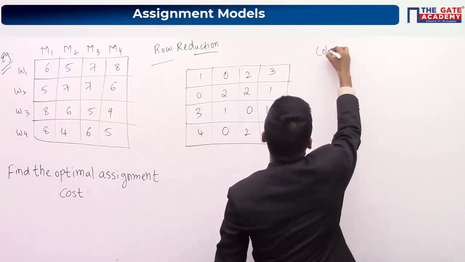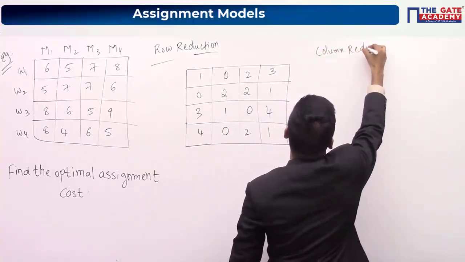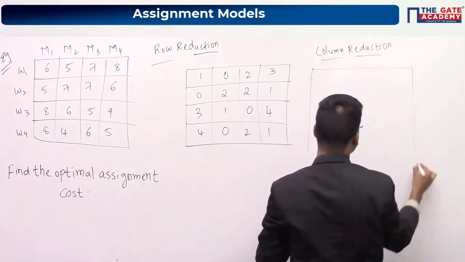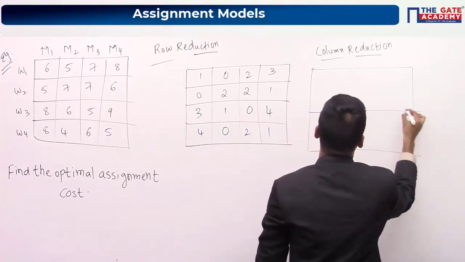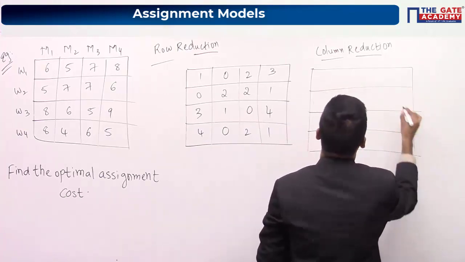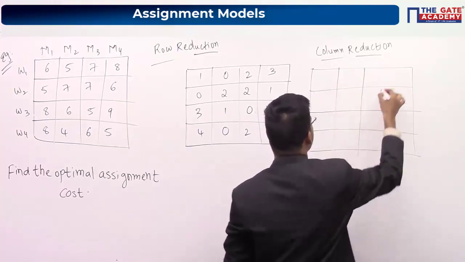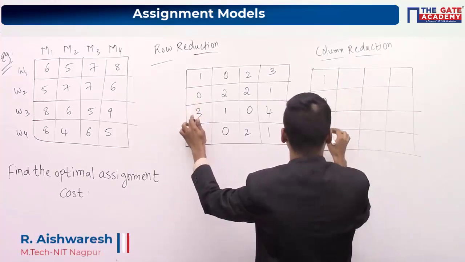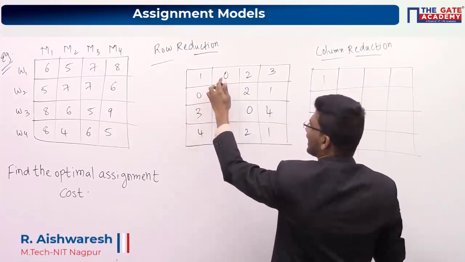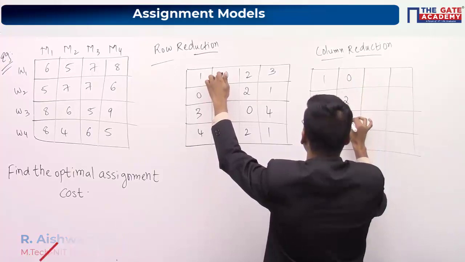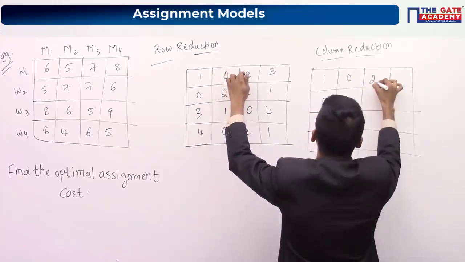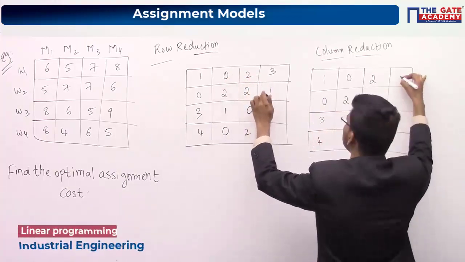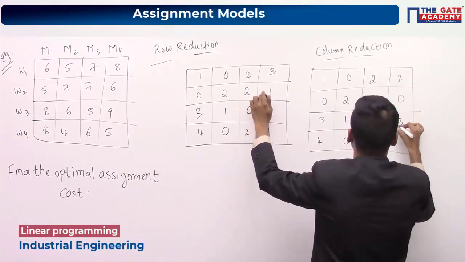Next, column reduction. Now you have to take the minimum element from each column and subtract that minimum element from all other available elements. So here the minimum is 0. So no need to change this column. Again you are having 0, so no need to change this column also. Here also you are having 0, so again no need to change. Here the minimum is 1. So this will be 2, 0, 3, 0.